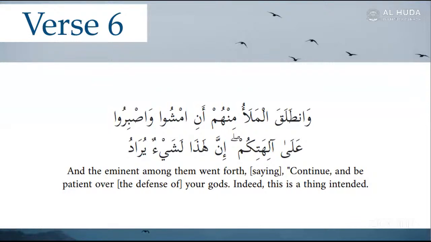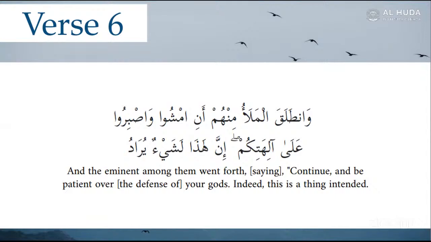So there are two ways to understand this. Inna hadha la shay'un yurad. Number one, the one who is promoting this message of Tawheed really means it. He's not playing around. And this is an evidence of the truthfulness of Rasulullah sallallahu alaihi wasallam, because the one who means what he's saying proves it. Right?